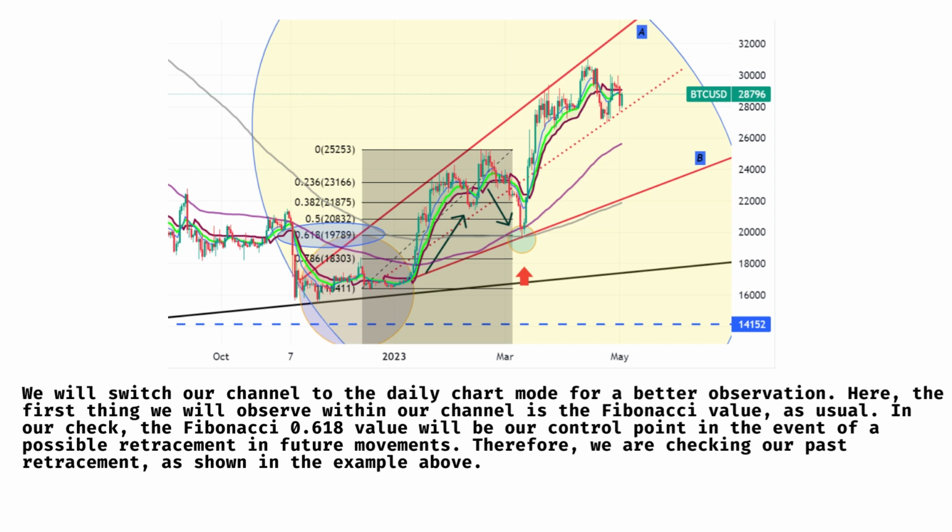We will switch our channel to the daily chart mode for a better observation. Here, the first thing we will observe within our channel is the Fibonacci value, as usual. In our check, the Fibonacci 0.618 value will be our control point in the event of a possible retracement in future movements. Therefore, we are checking our past retracement, as shown in the example above.